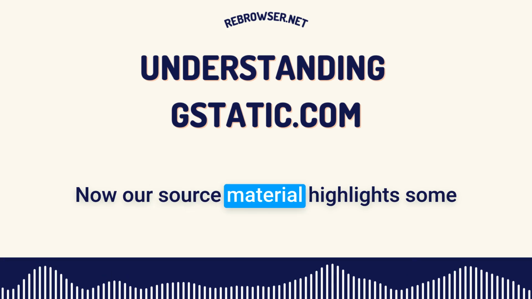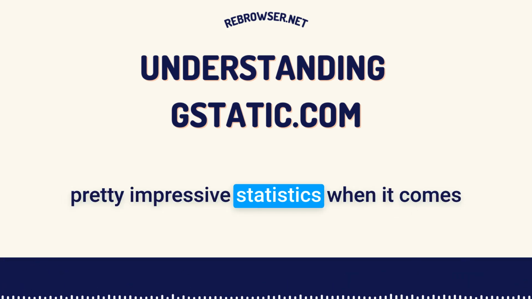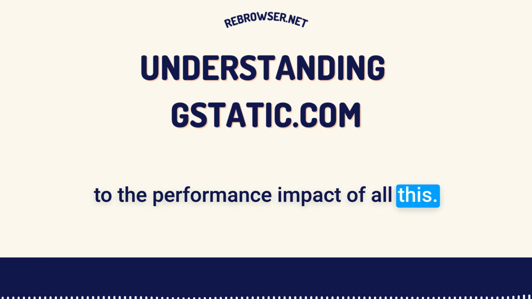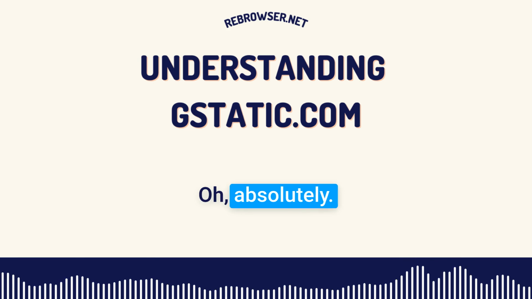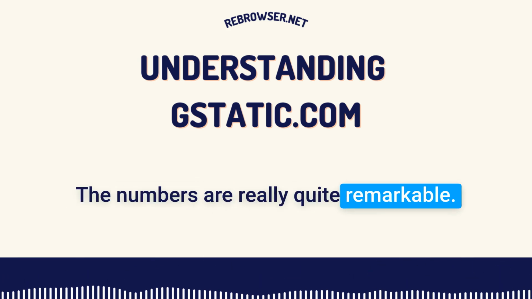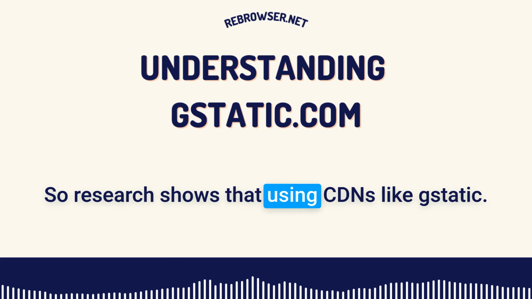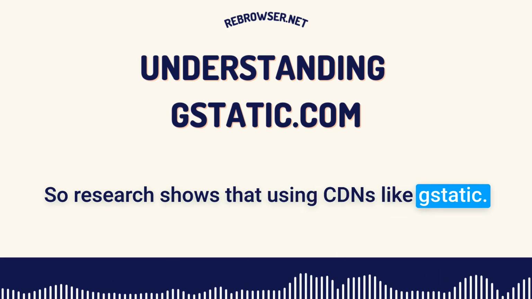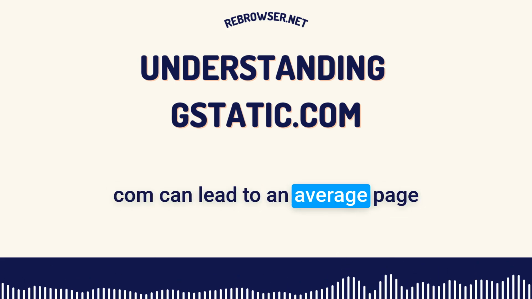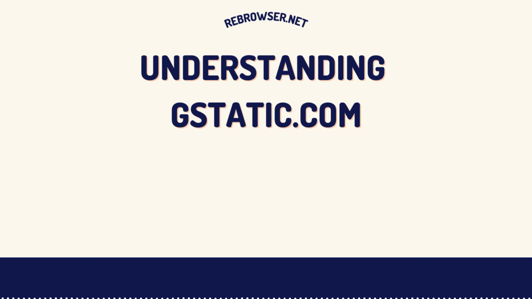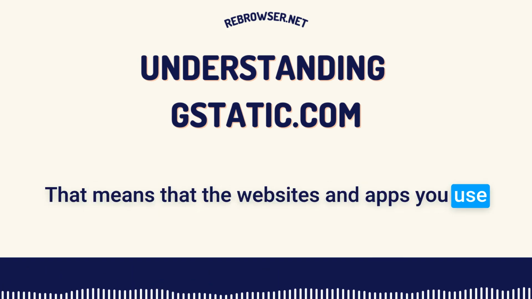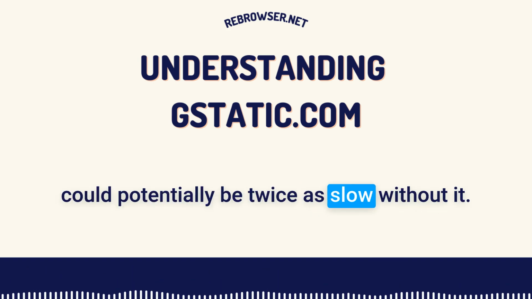Now, our source material highlights some pretty impressive statistics when it comes to the performance impact of all this. Can you give us a sense of what kind of difference we're talking about here? Oh, absolutely. The numbers are really quite remarkable. So research shows that using CDNs like gstatic.com can lead to an average page load time reduction of 50 to 60%. That means that the websites and apps you use could potentially be twice as slow without it.